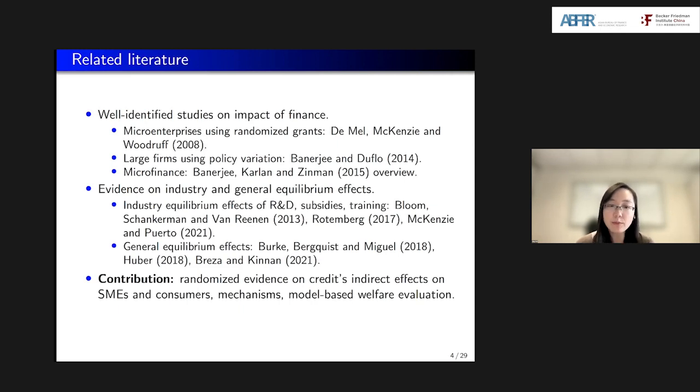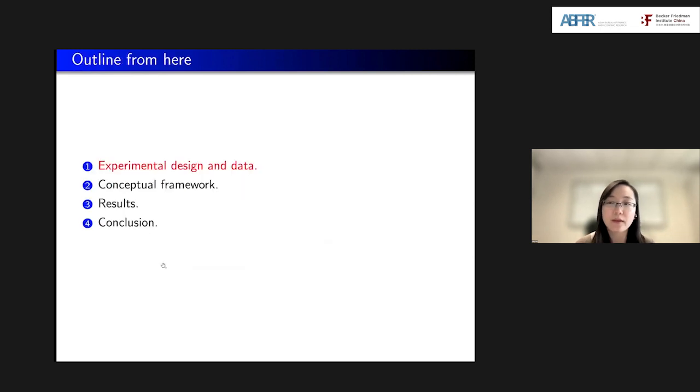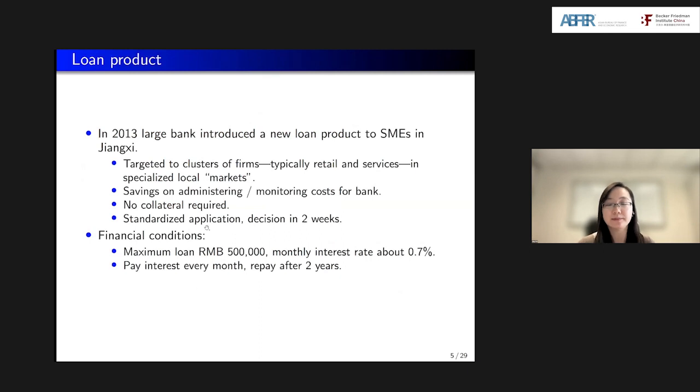So what we contribute in this paper is to provide randomized experiment evidence on credit's indirect effects on SMEs and also consumers. And we also provide evidence on mechanisms and a model-based welfare evaluation. So next, let me first introduce our experimental design.